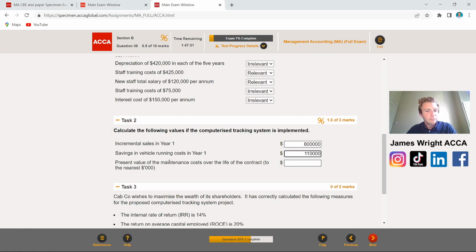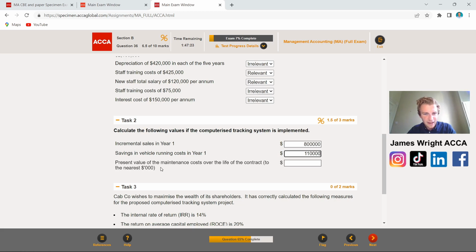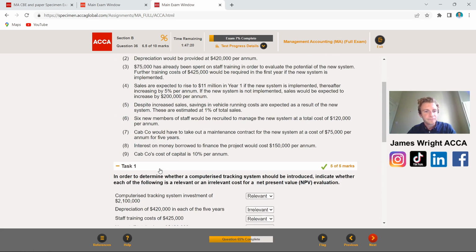Now the final one is the present value of the maintenance costs over the life of the contract. Just to be crystal clear, it's the maintenance cost. We were told in note 7 that Cabco had to take out a maintenance contract for the new system at a cost of $75,000 annually for 5 years. What that means is that we're going to have $75,000 every year for 5 years. But what we don't know is the present value of those 5 payments of $75,000.